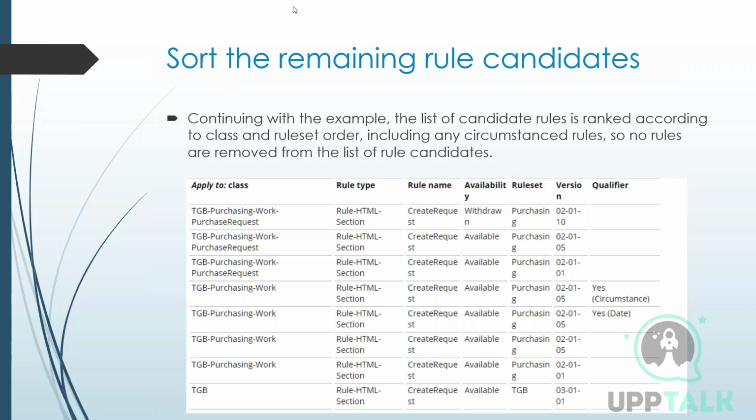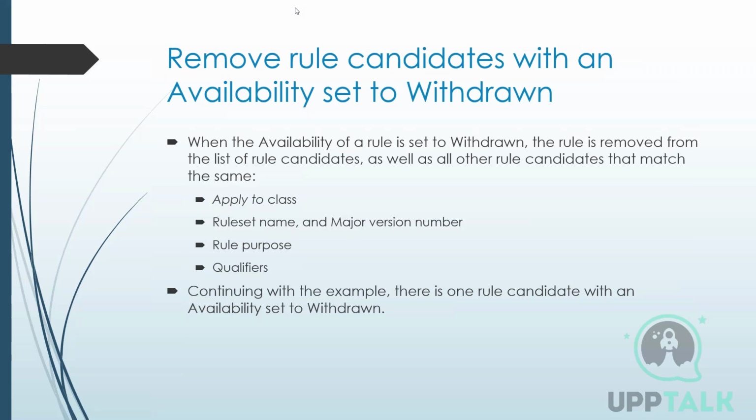Right, okay, so once it is sorted, what next? The next criteria is going to be removing the rules that are set to withdrawn. There's one more rule availability other than available, blocked, and not available: it is going to be withdrawn. Once it is sorted, we check if any rules are set to withdrawn. If yes, then they will be discarded. But there is a trick here.